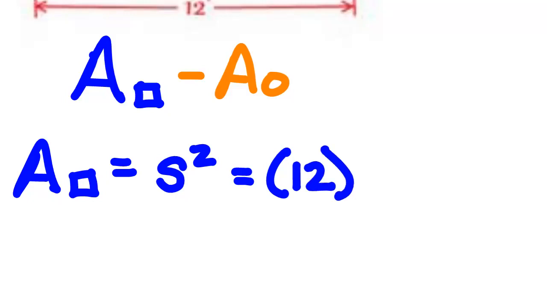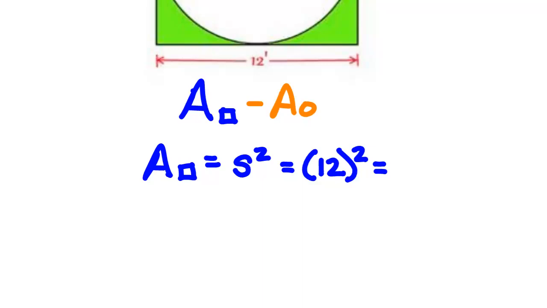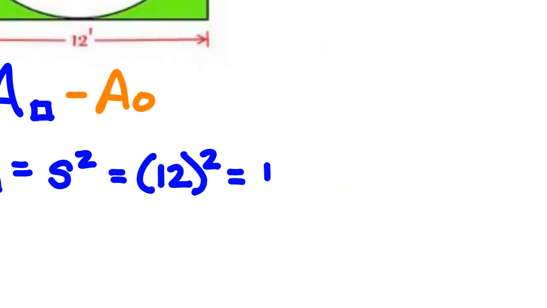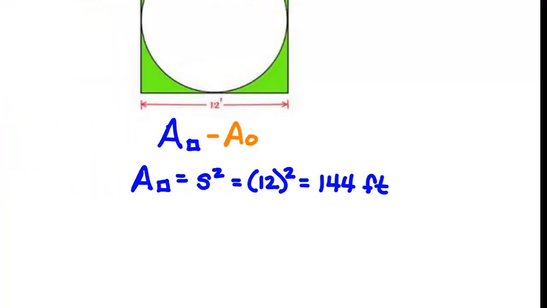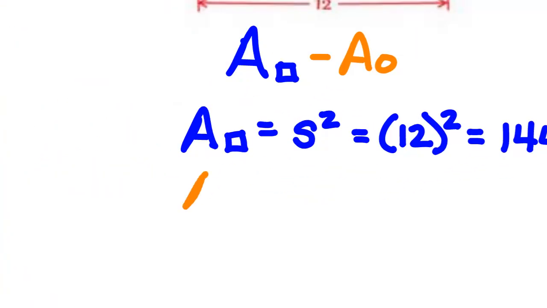So we're going to do 12 squared. What is 12 squared? 144. So we have 144 feet squared. And then we need the area of our circle. We wrote this down a couple places yesterday. How do we find the area of a circle? Yep, pi times the radius squared, pi r squared.